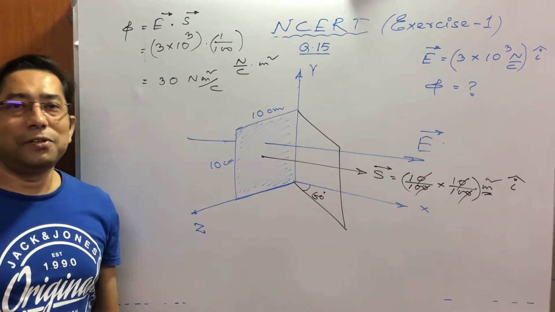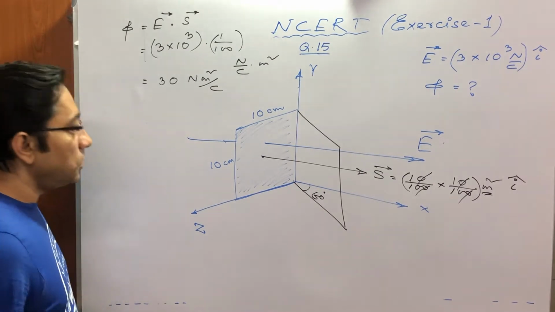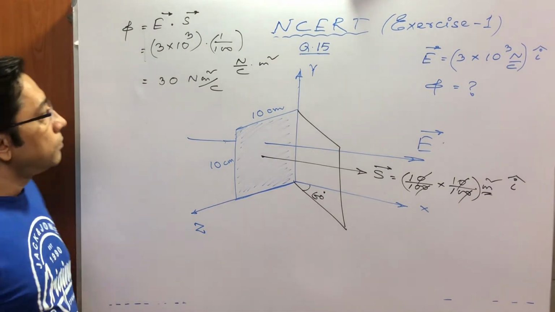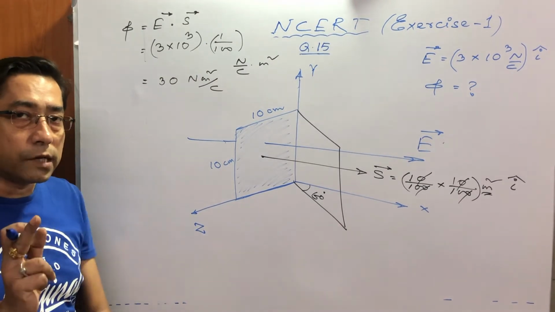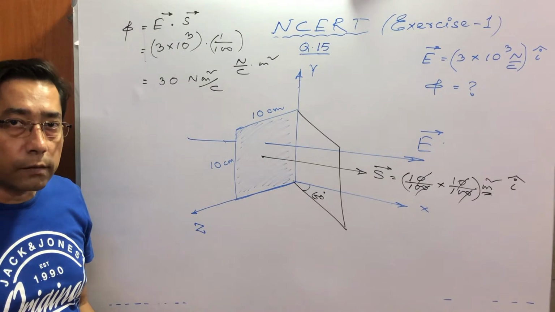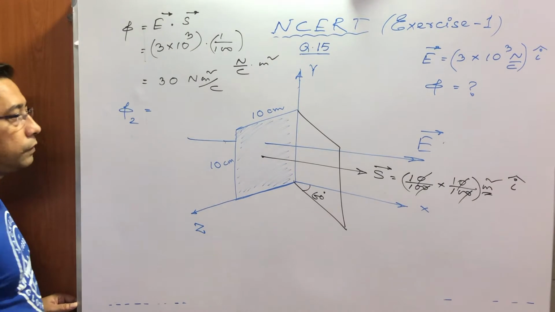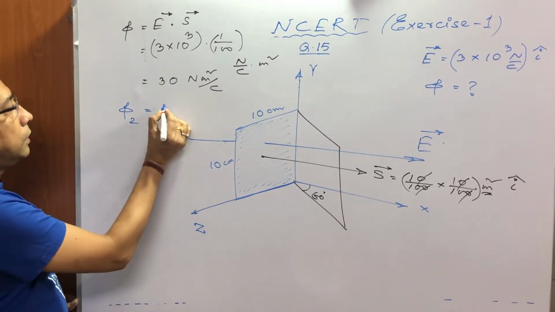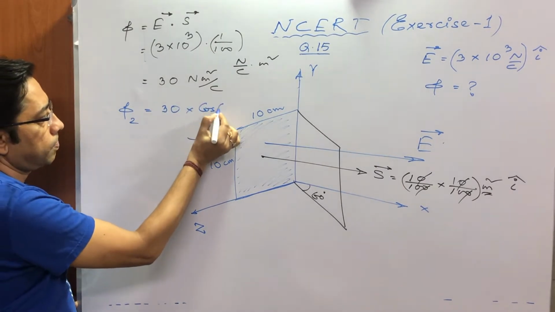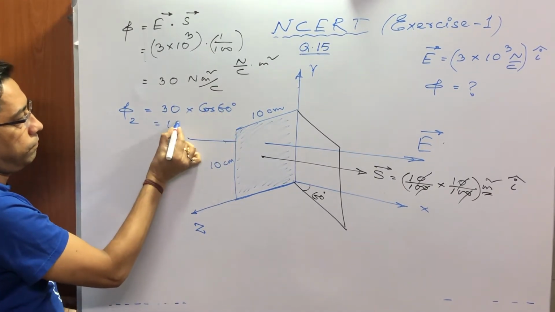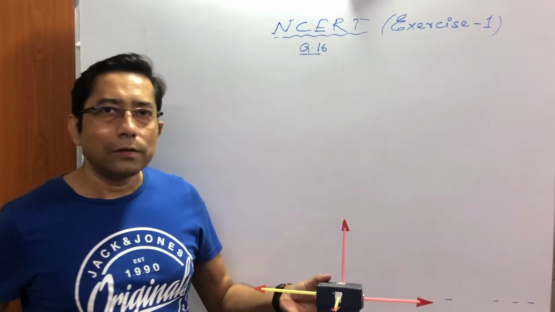Or there is an easy way. I showed you with the shadows, you remember? There I told you, take the projection of that area and apply the same formula. For flat surfaces, I told you the projection should be cos theta times. So the flux in the second case, phi 2, if the area is rotated by 60 degree, then initially it was 30, into cos theta. That is 15 Newton meter square per Coulomb. That's it.